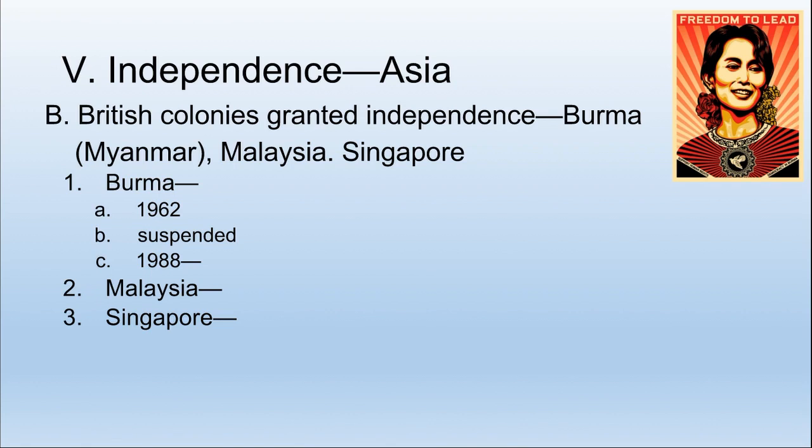In 1962, a military state is created, and this is led by an army general by the name Ne Win. So in 1962, the military state is created, led by Army General Ne Win, and his name is spelled capital N-E, capital W-I-N.